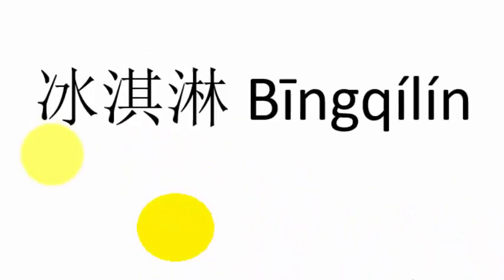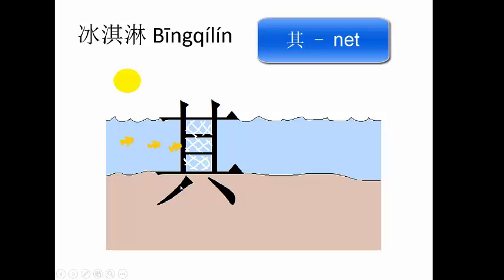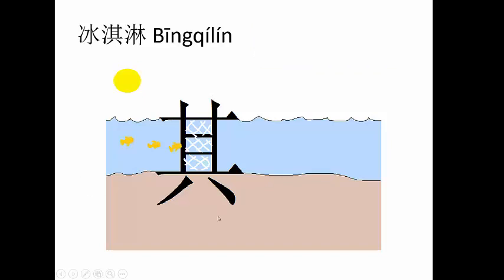The next character I want you to trace is the bing, ice. In bing qilin, it has the water radical and then the 2 dots that mean ice radical, bing. The next character I want you to trace is the radical in qi. It has the water radical, which you don't have to trace. I want you just to trace the radical, which is qi, which means net. And you can see here it has 2 legs that would be forced into the ground, and then the lines representing the net that would catch the little fish.